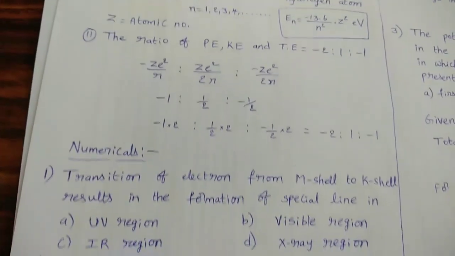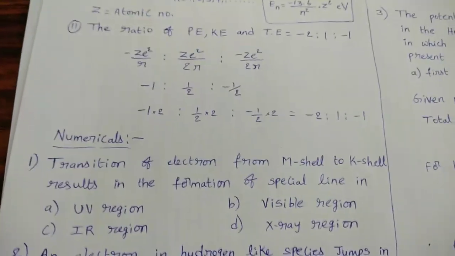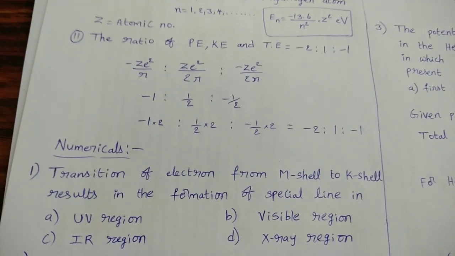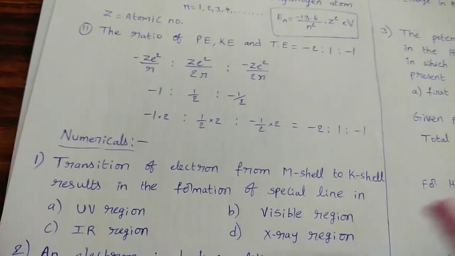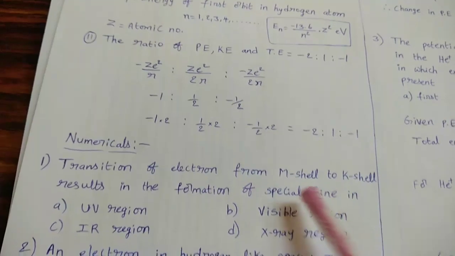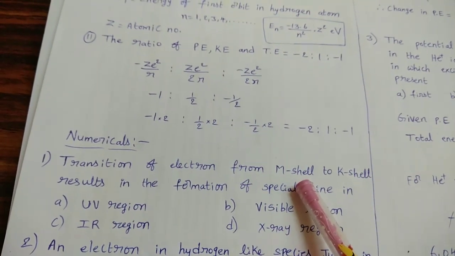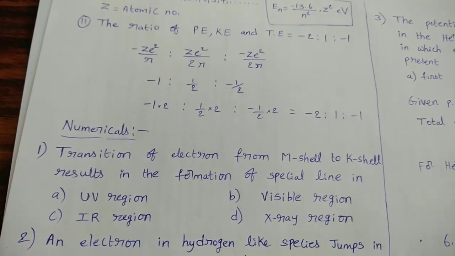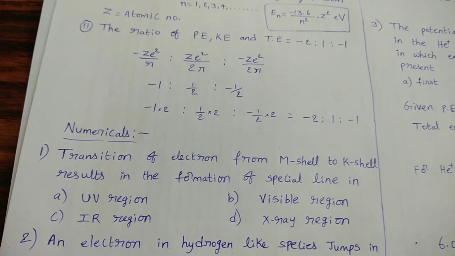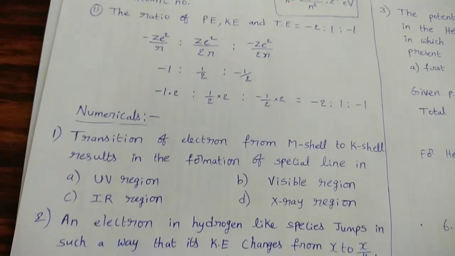Next, numericals related to this energy expression. See this. Transition of electron from M shell to K shell results in the formation of spectral line in. Already we know that K shell means first orbit, M shell means third orbit. Third orbit to first orbit means spectral lines formed in Lyman series. Lyman series is observed in UV region. So option A is the answer.